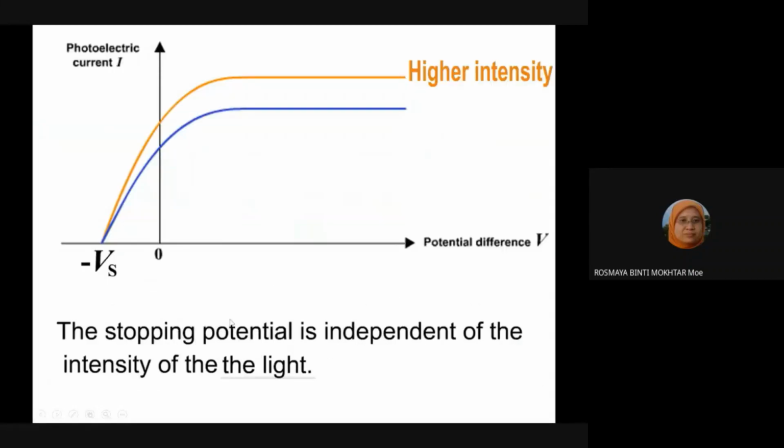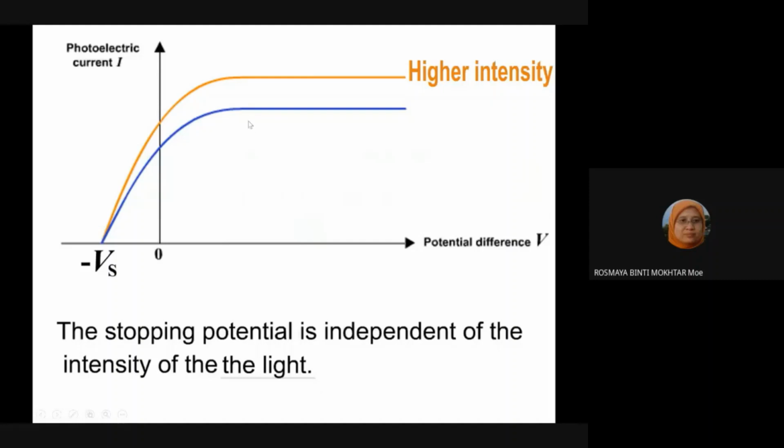So the stopping potential is independent of the intensity of the light here. If we use the same light but increase the intensity of the light, the graph of maximum photoelectric current will show two different values, but the stopping potential reaches one point. If you reverse the terminal of the battery, we still get the same value of stopping potential. Any problem with this graph?